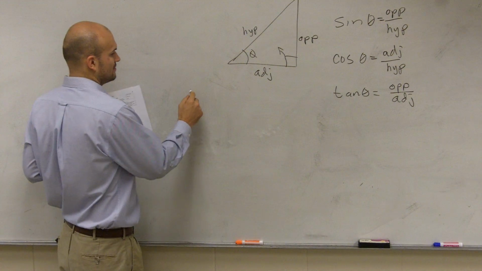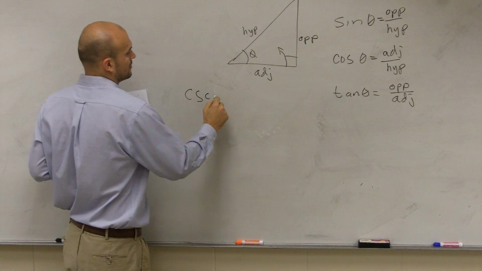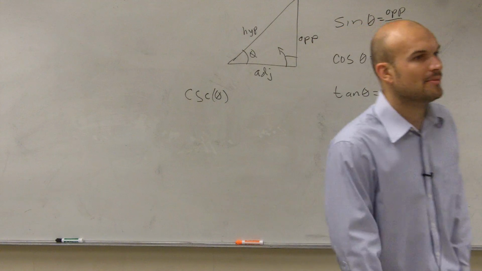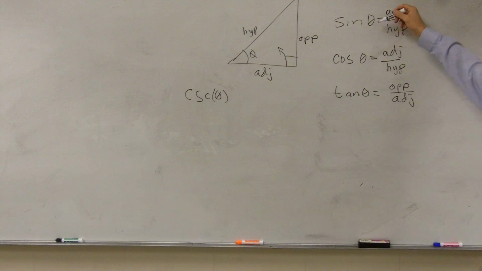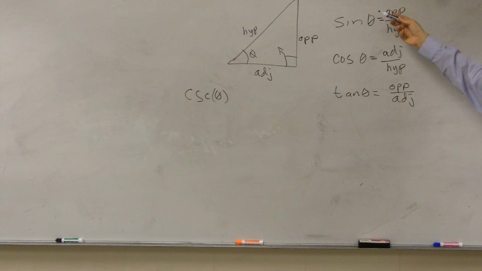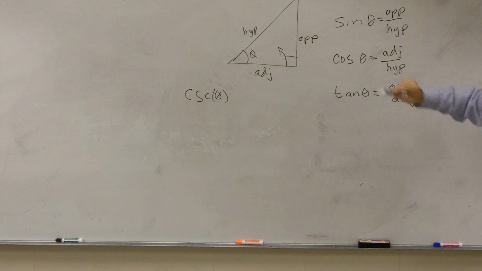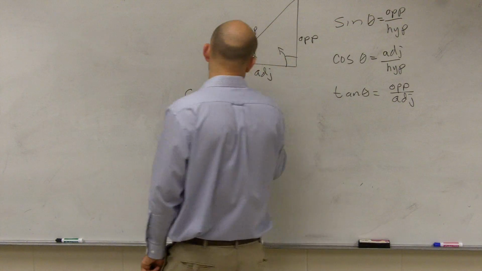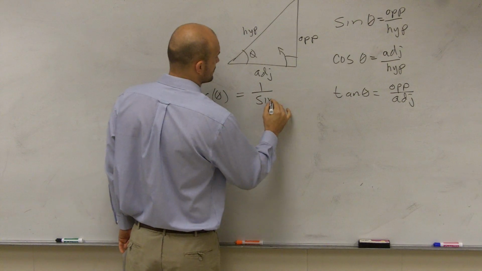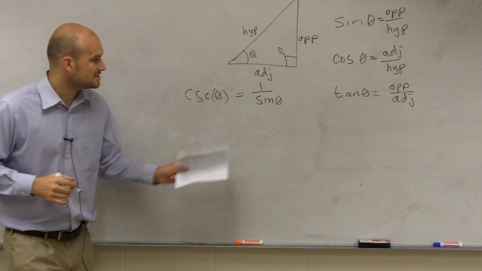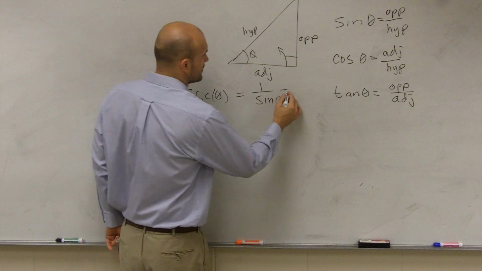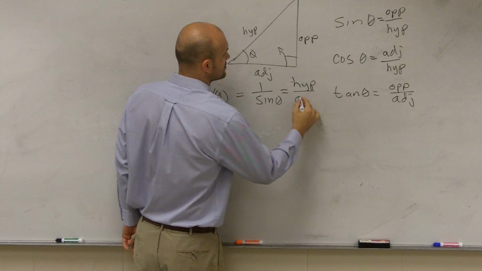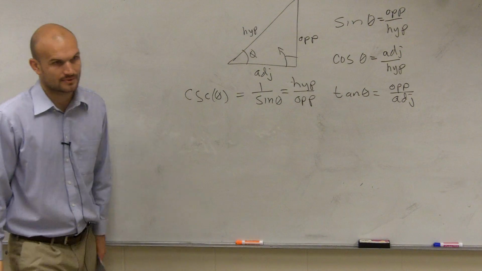Then, ladies and gentlemen, we have our reciprocal identities. Remember, the reciprocal identities are these identities, but the reciprocals of them. So cosecant of theta is the reciprocal of sine. So you could say cosecant is equal to 1 over sine of theta. It's the reciprocal of it. Or we can just simply write it as hypotenuse over opposite.